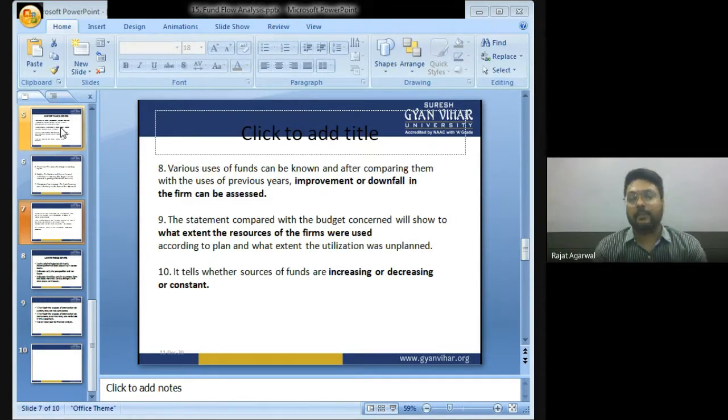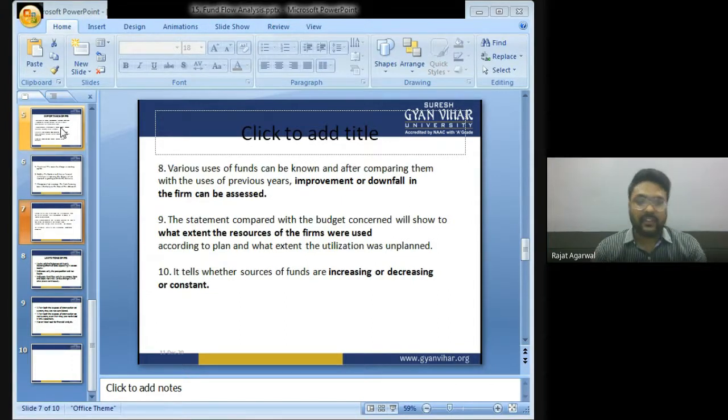The statement compared with the budget concerned will show to what extent the resources of the firm were used according to plan and to what extent the utilization was unplanned. Through the fund flow statement, we will also get to know where we have used the funds. We can compare it with the budget. Suppose in the budget I have decided that I will use the funds in these 5 points. So I will compare the budget with the fund flow statement, to see whether the funds are actually used as budgeted, as per the planning, or not.